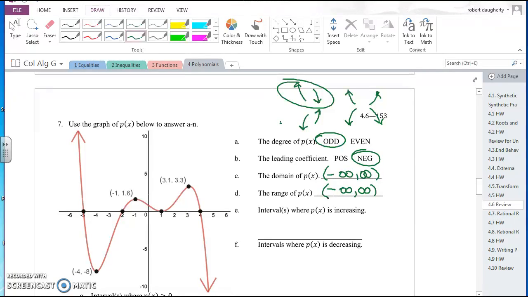Intervals where this function is increasing. Okay, so this function, I look at the x-axis, it appears this function is increasing from here to here, all the way over, here to here, and then it's increasing from here to here, and then it starts decreasing. So again, on the x-axis, it looks like I've got increase from, this is x equal -4 up to x equal -1, and then it looks like it decreases.